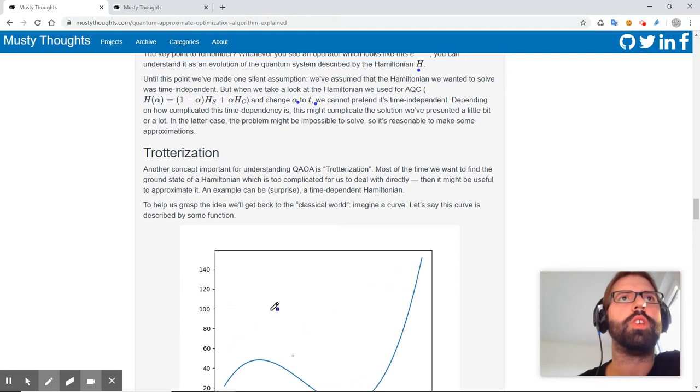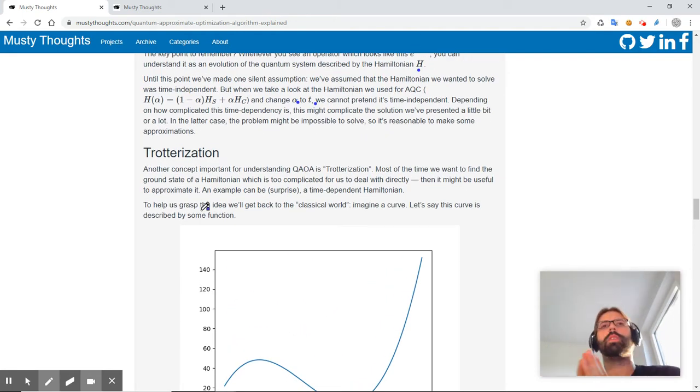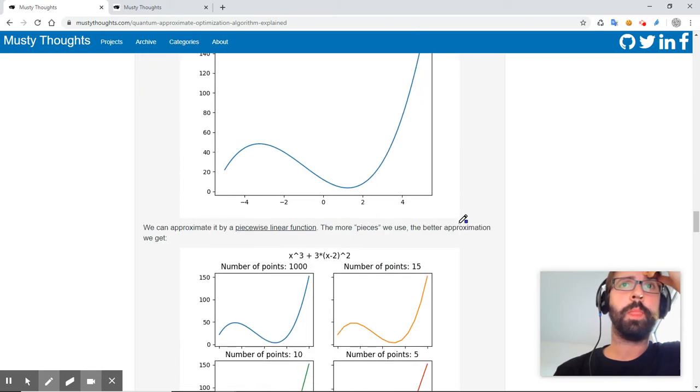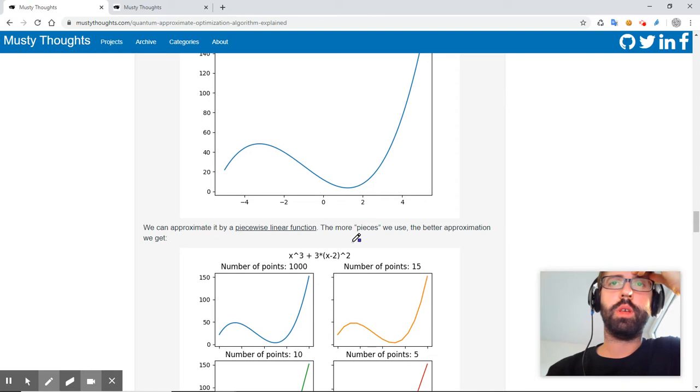So what about Trotterization? Another concept important for understanding QAOA is Trotterization. Most of the time we want to find the ground state of a Hamiltonian, which is too complicated for us to deal with directly. Then it might be useful to approximate it. An example can be a time-dependent Hamiltonian. To help us grasp the idea, we'll get back to the classical world. Imagine a curve. Let's say this curve is described by some function. We can approximate it by a piecewise linear function. The more pieces we use, the better approximation we get.